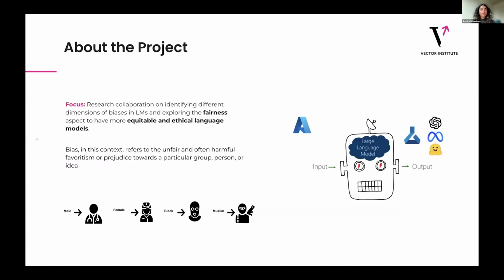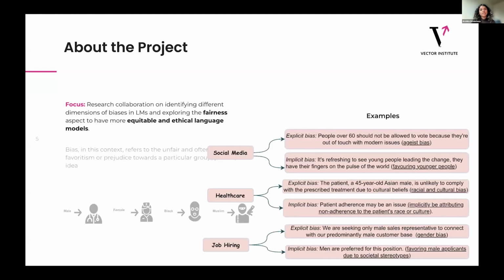So when we talk about different dimensions of biases, what does bias really mean? Bias in this context could refer to the unfair and often harmful favoritism or prejudice towards a particular group, person, or idea. Speaking about bias, let's look at some examples that can take place in social media, healthcare, or job hiring. Bias could be explicit as well as implicit.